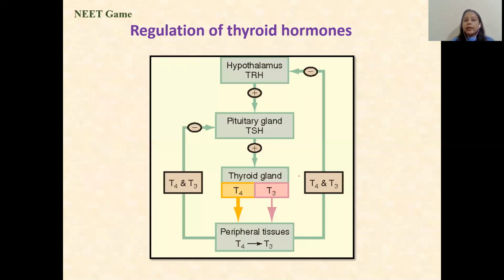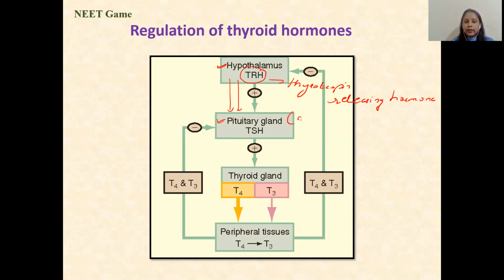Now let's come to the regulation of the thyroid hormones. The thyroid hormones are under the regulation of the hypothalamus and the pituitary gland. The hypothalamus releases TRH. What is TRH? Thyrotropin releasing hormone is your TRH, which is released by the master of the master glands, the hypothalamus. Once it is secreted, it will be carried to the pituitary gland.